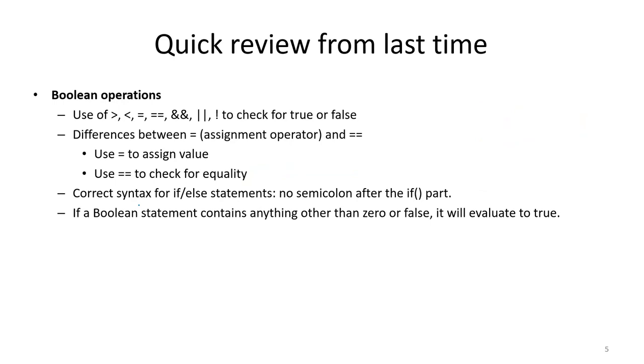All right, we also learned about Boolean operators and how these allow us to check for true or false. We learned that the assignment operator, or single equal, assigns value, double equal checks for equality. And of course, we learned our syntax for if and if else statements. And remember this last point. If a Boolean statement contains anything other than 0 or false, it will evaluate to true.